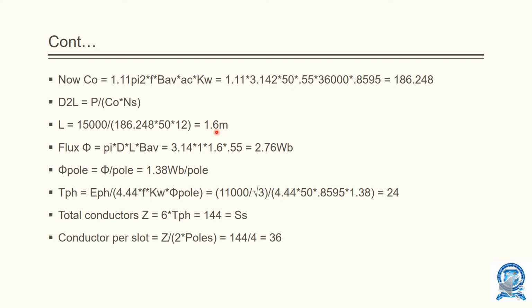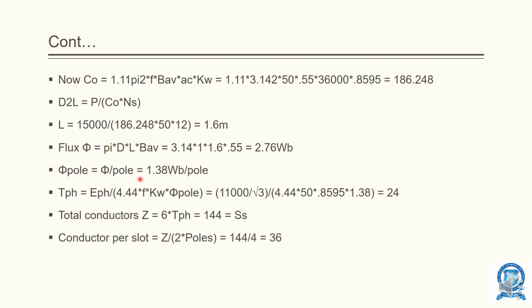So in order to find the number of conductors, you are going to use the T phase formula. So the formula is T phase is equal to E phase divided by 4.44 F kW phi per pole. So here you need the value of phi. So phi is equal to B average D L. So from the specific magnetic loading formula, I am going to calculate the value of phi. The phi I am getting is around 2.7 Webers. Phi per pole is phi divided by number of poles. Here the number of poles is 2. On dividing, I am getting a value of 1.38 Weber per pole.